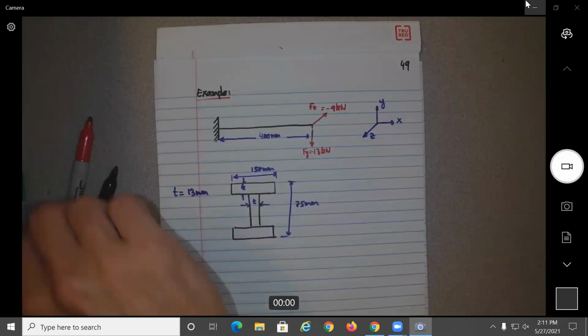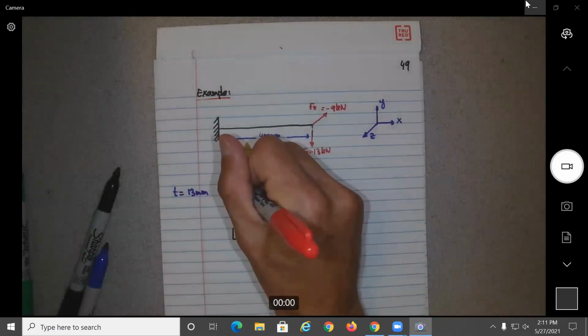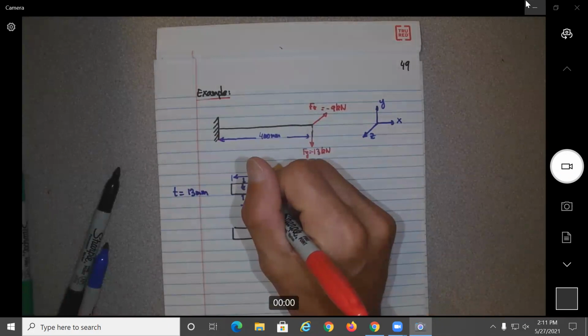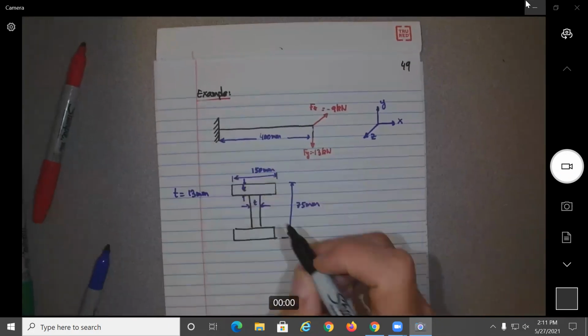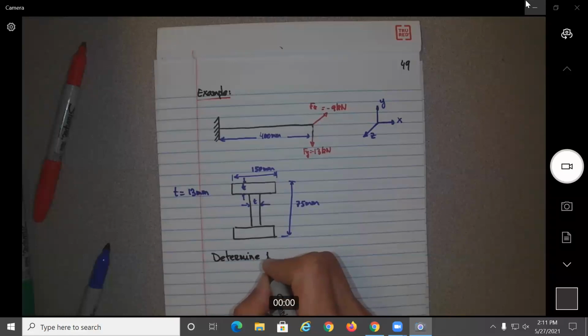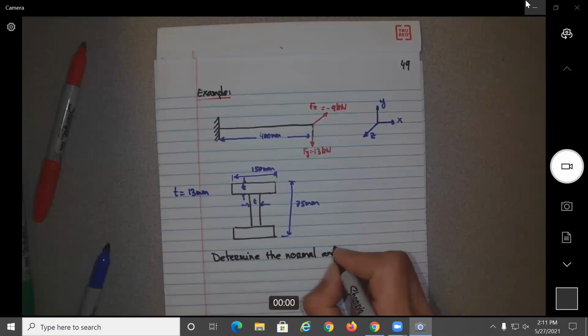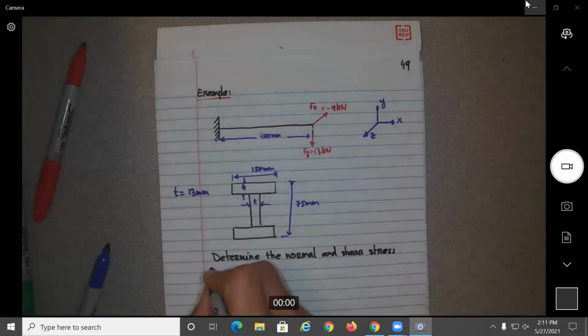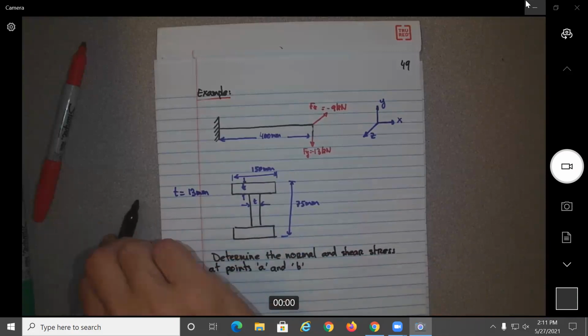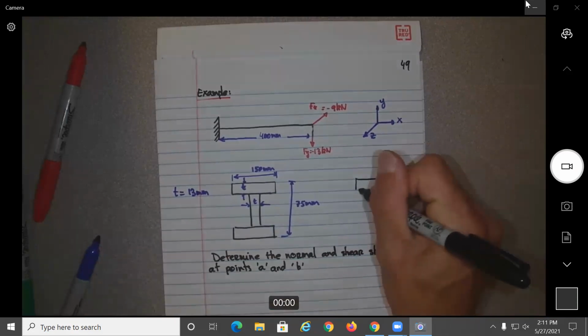And the question here, so imagine you have a point A, it's right where I put the T. The question is to determine the normal and shear stress at points A and B. Now I'm going to have to do the figure here. I don't want to put too much on the same figure.